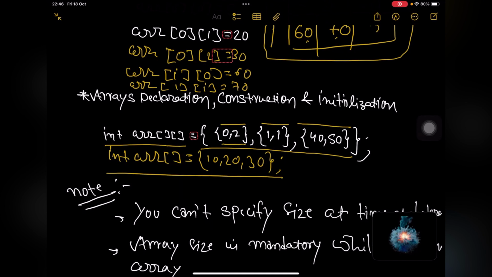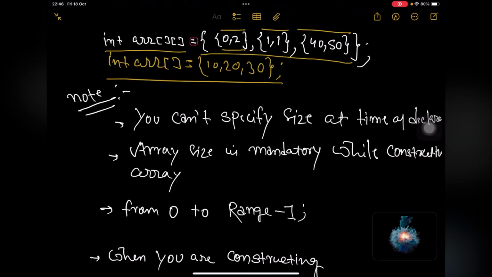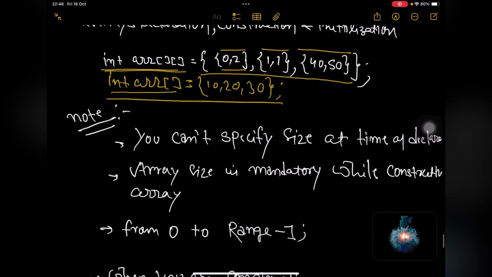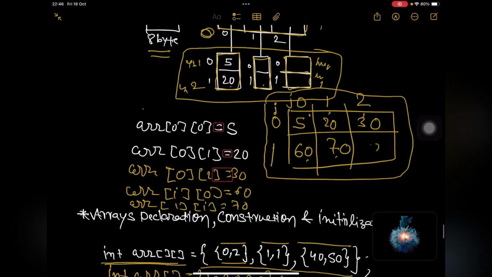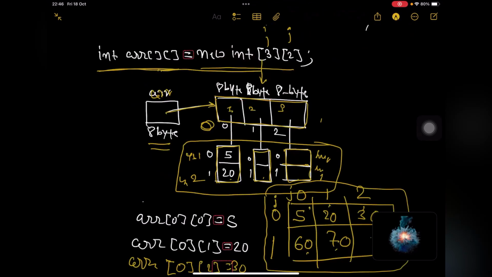Okay. Now, the note that I have mentioned: you cannot specify the size at the time of declaration. See, this is the declaration. I'm not able to specify the size. Array size is mandatory while doing the construction of the array. Construction of the array means, one second, this one. So when we are doing this, array size is mandatory. So basically it's talking about this 3. So this is mandatory.